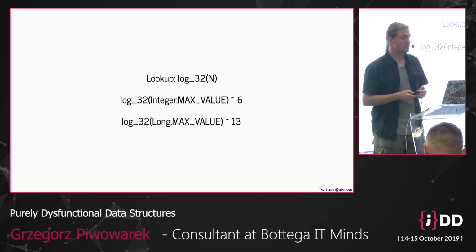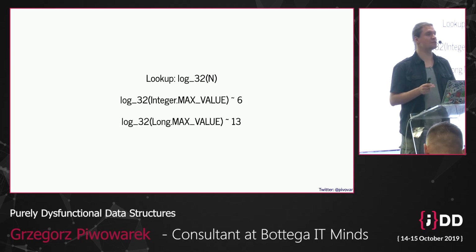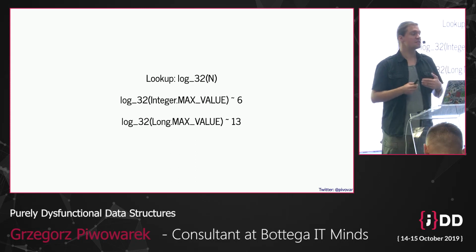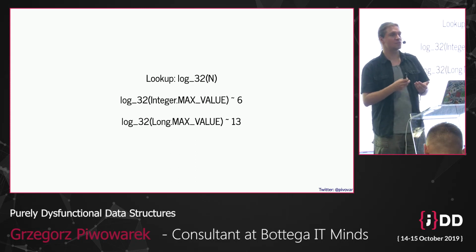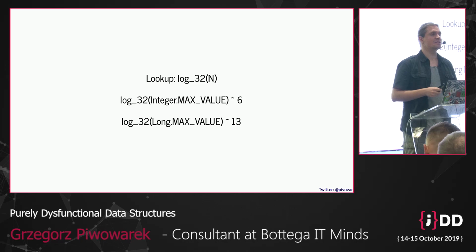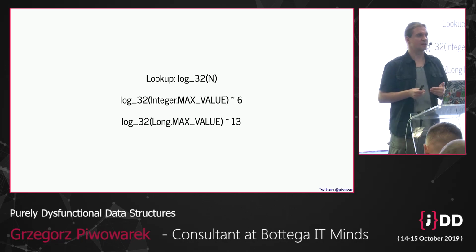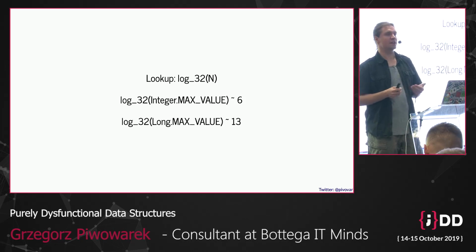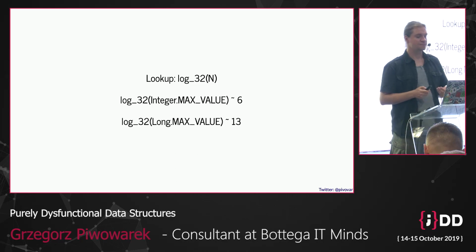Even if we wanted to store, let's say, long max value, that would be a max of 13 hops. So it's still a bit inefficient in comparison to the classic hash map, but this is pretty much the best we can do when it comes to playing around with immutable data structures.